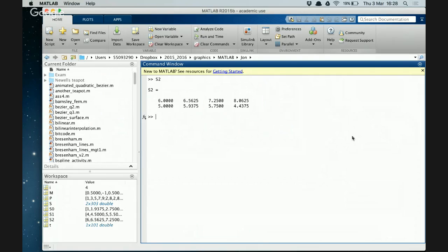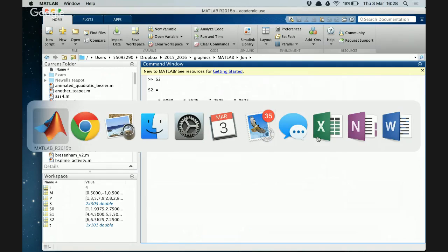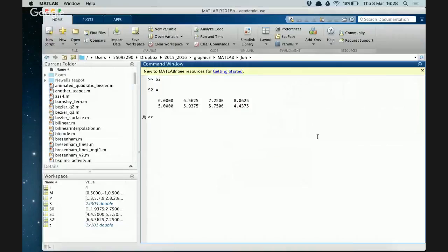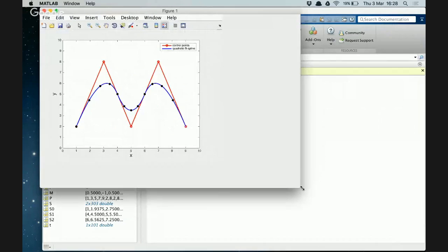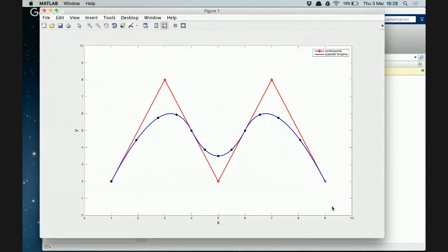Okay, I'm going to do it a bit better than that. Let's go back to HDMI. That's what you should end up with. So here's one I did earlier. Each of those black dots are what we just calculated. And the blue line is where I've done it using lots more values of t. So you can see we've got a nice squiggly line through those control points.